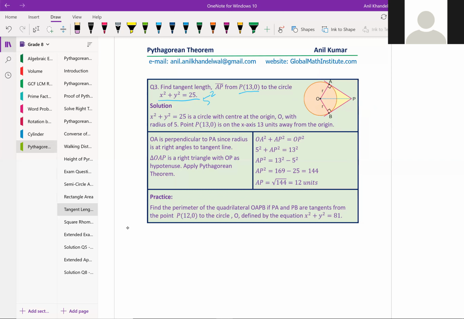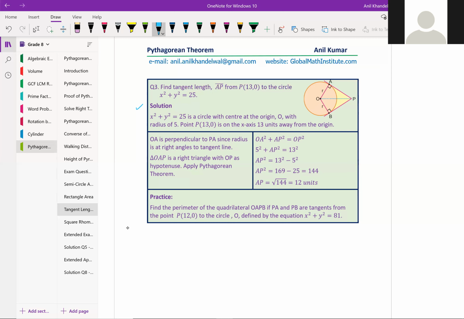Yes. Now, could you please read the solution and explain for the benefit of our students how we should be solving this? X squared plus y squared is equal to 25 is a circle with a center at the origin O with the radius of 5. Point P (13, 0) is on the x-axis, 13 units away from the origin. OA is perpendicular to PA since the radius is at right angles to the tangent line. Triangle OAP is a right triangle with OP as the hypotenuse. Apply the Pythagorean theorem.